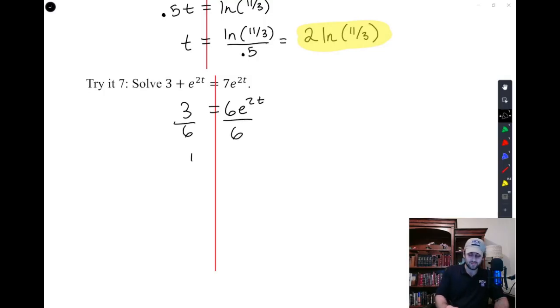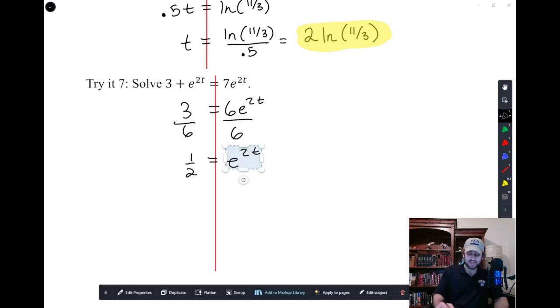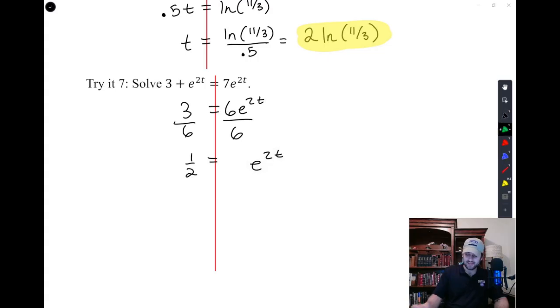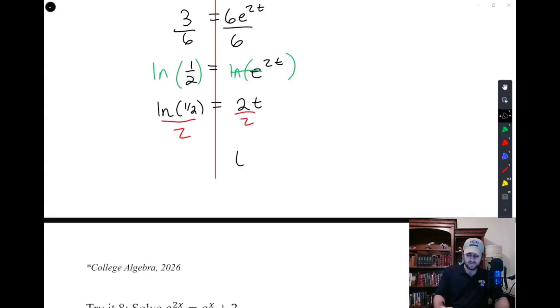Dividing by 6, you get 1/2 equals e to the 2t. And the trick we just said to get rid of that base e was to take the natural log of both sides to cancel out the e. But what you do to one side, you have to do to the other. And so you're left with 2t equals the ln of 1/2. Last step, divide by 2, and you're left with t equals the natural log of 1/2 divided by 2.